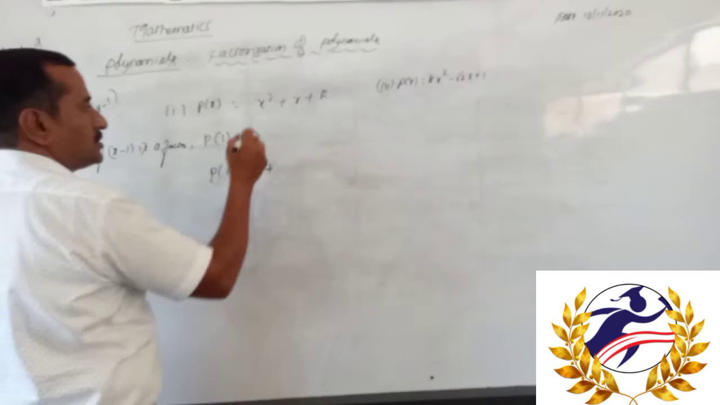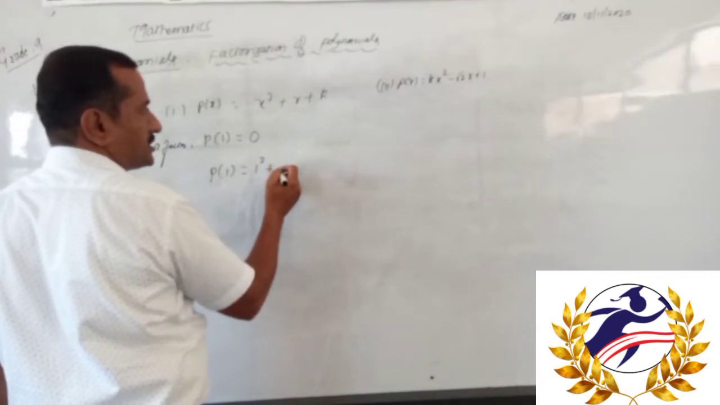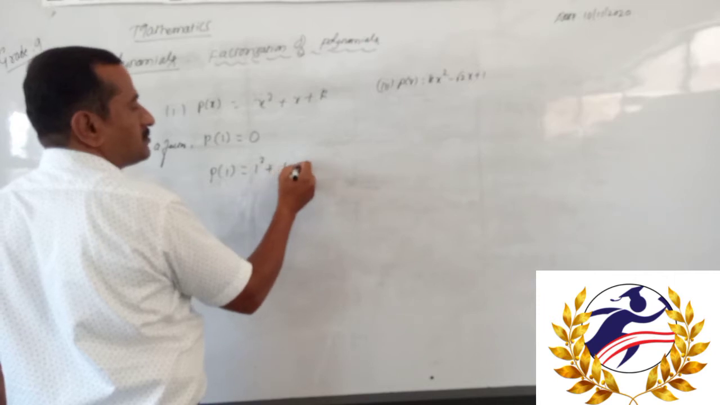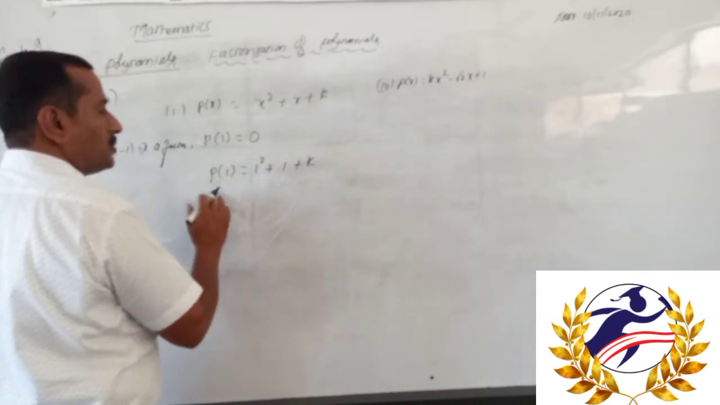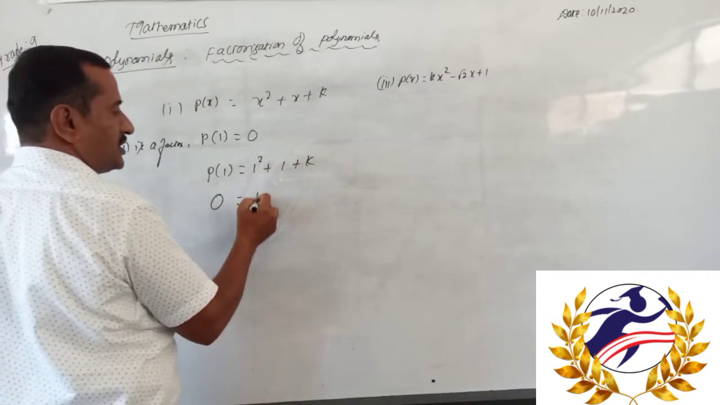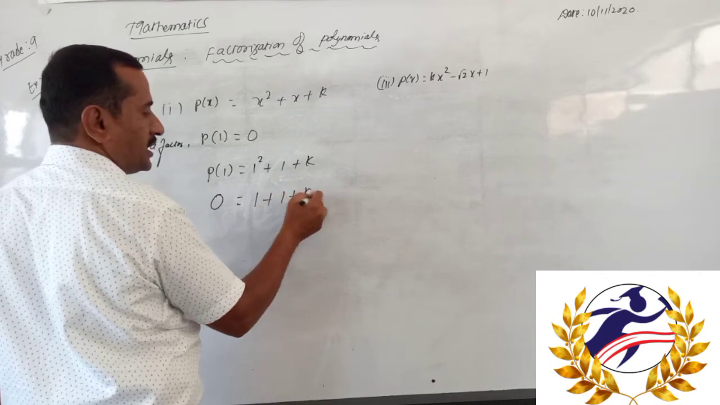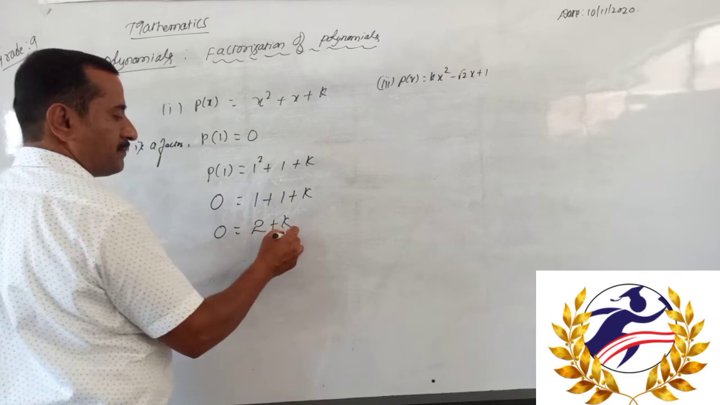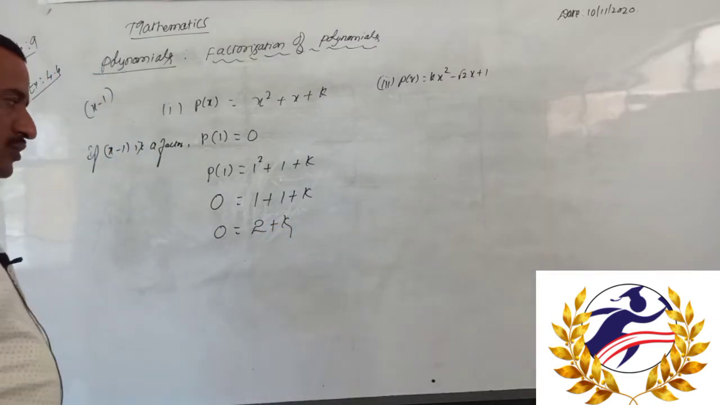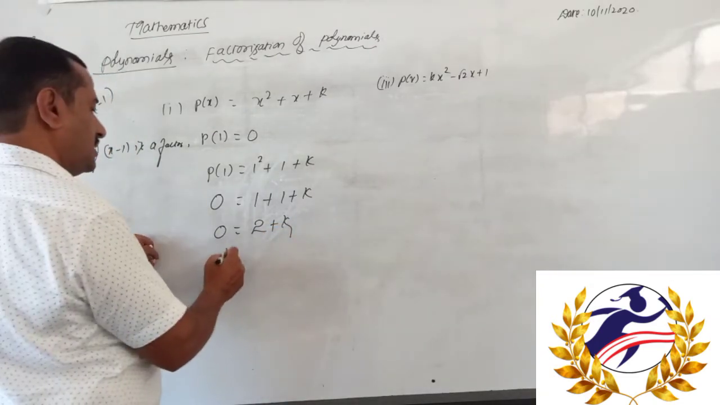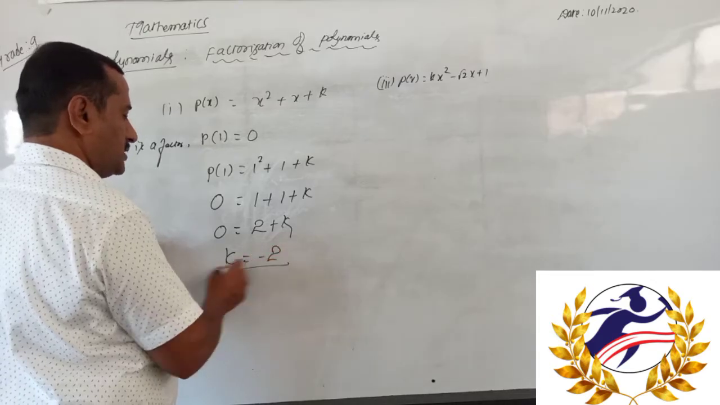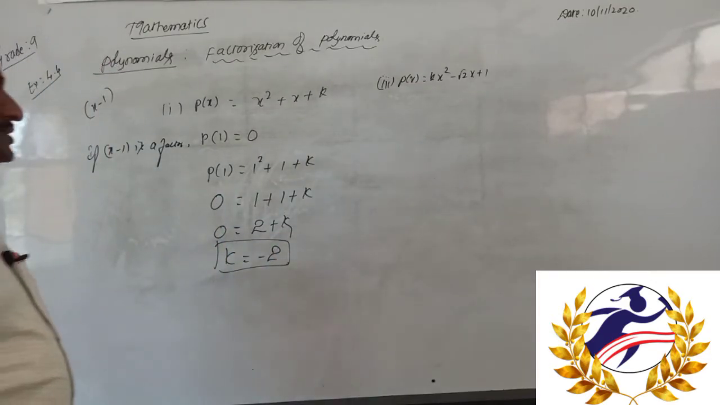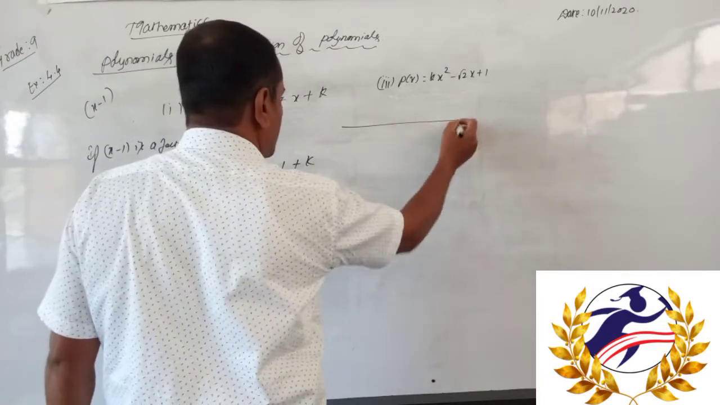So p of 1 is equal to what? x square plus x plus k is there. So in place of x, you substitute 1. So 1 plus 1 plus k. Now p of 1 is given as 0. 1 square is 1, plus 1, plus k. 0 is equal to 1 plus 1 is 2 plus k. So we want to find out k. As a result of that, k is equal to what? Minus 2. Got it? In the same way, this step is the same.